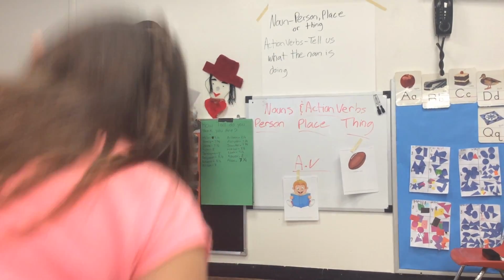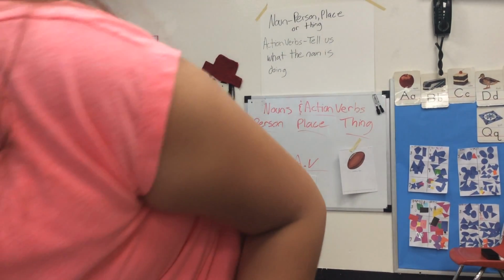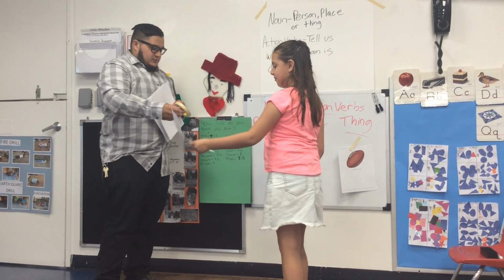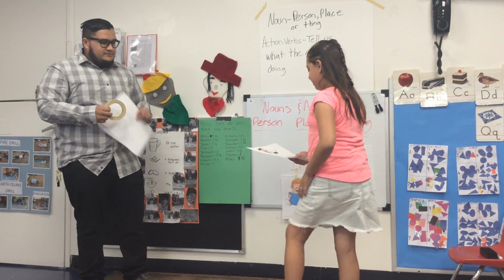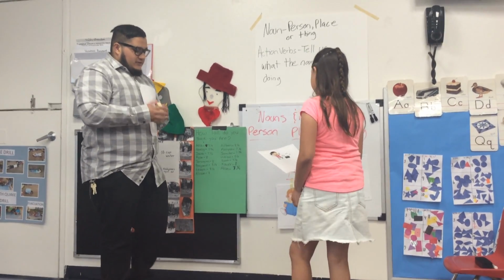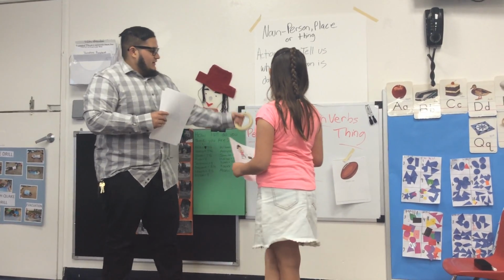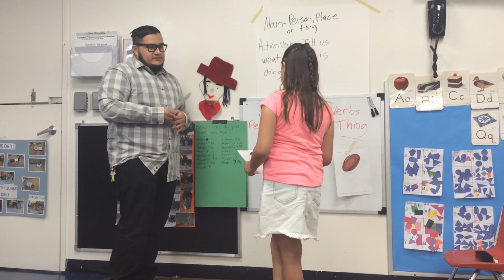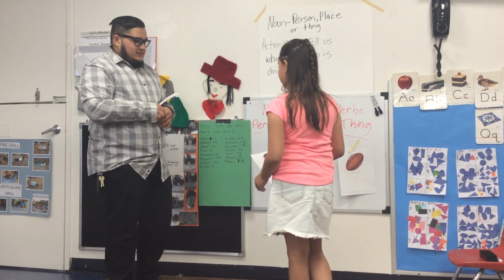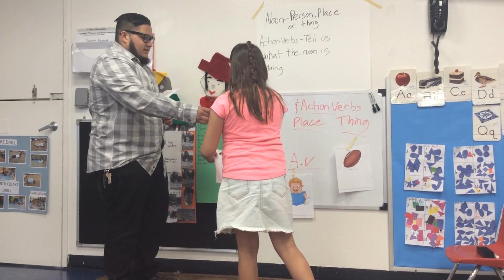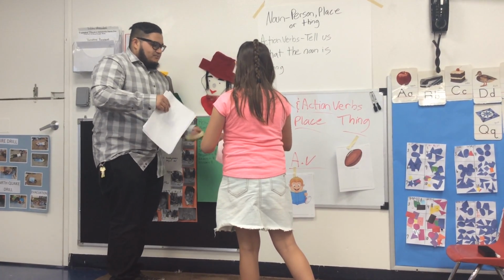Layla, please come up. What's going on in that picture, Layla? A girl is dancing. Good. So would this be a noun or an action verb? Why is it an action verb? What is the girl doing? Good job. The girl is dancing, right? It's describing what she's doing.